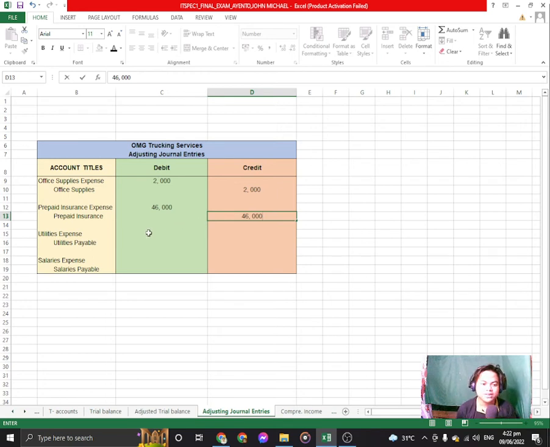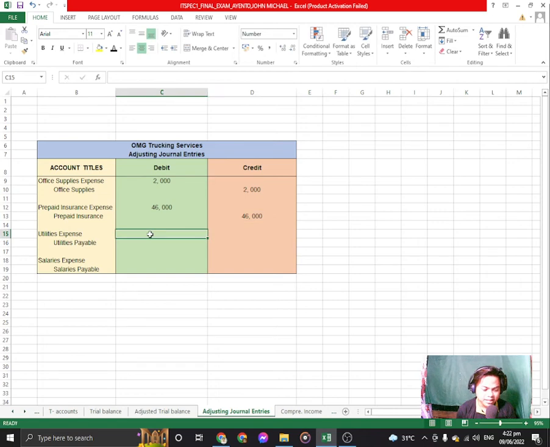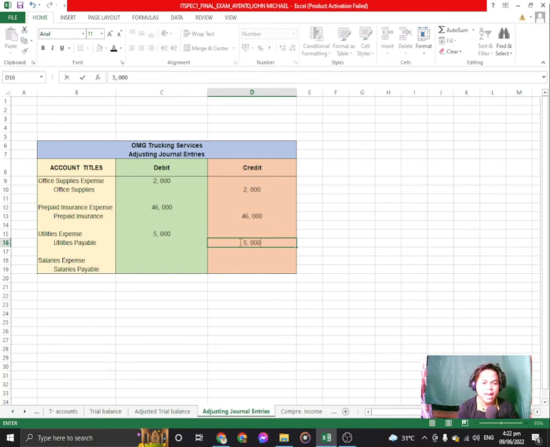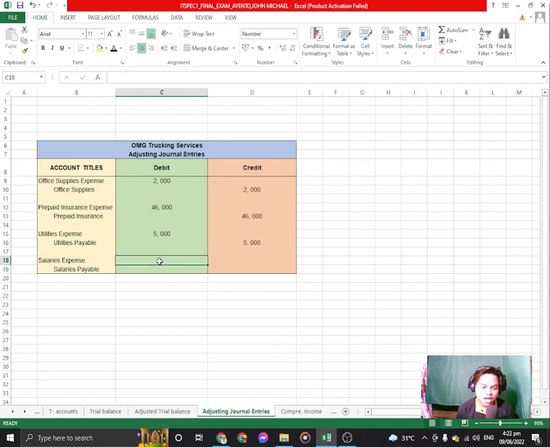And then for the utilities expense, we have the 5,000 pesos. And then utilities payable also 5,000 pesos. And then for the salaries expense, we have 8,200. And then for the salaries payable, 8,200.